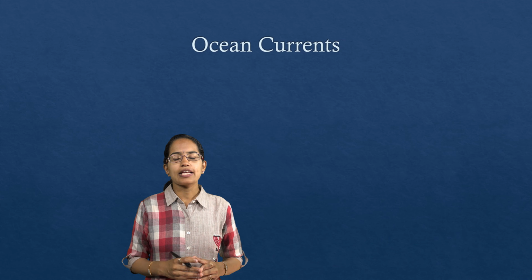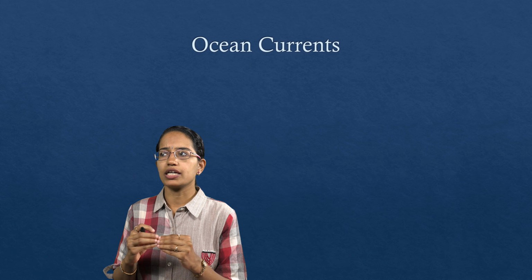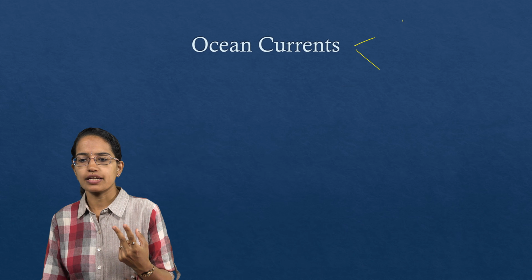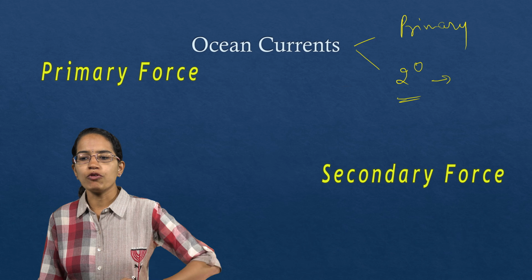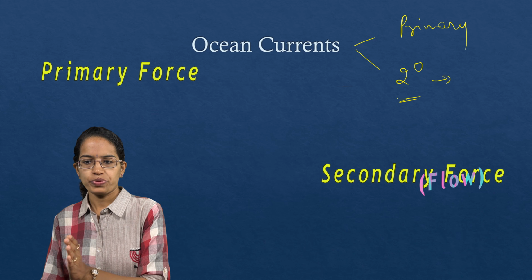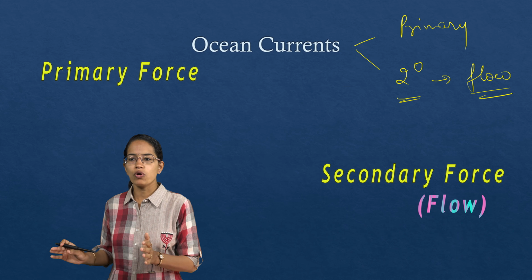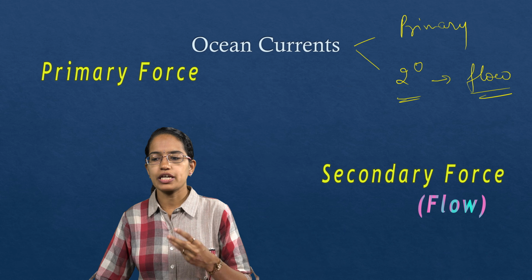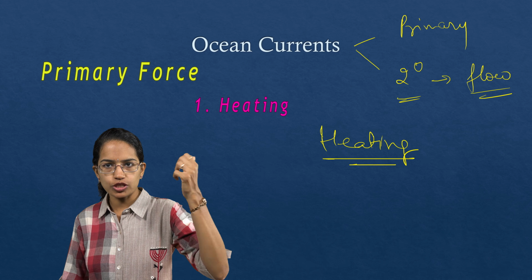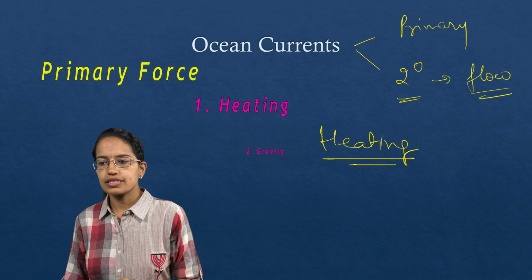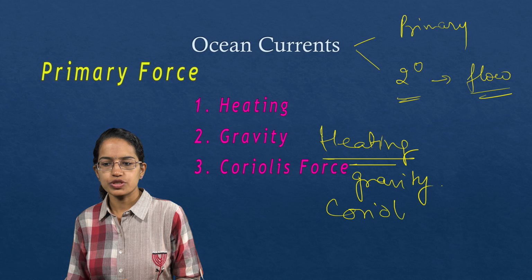The next major topic that we would understand today is the currents. Now when we say ocean currents, there are two forces that affect it. One is a primary force, the other is a secondary force. Secondary force simply influences the flow. So how things flow is influenced by the secondary force. When I talk about the primary force, there are three things that we take into account. First is heating because of the solar energy. The second is the gravity, and the third is the Coriolis force.